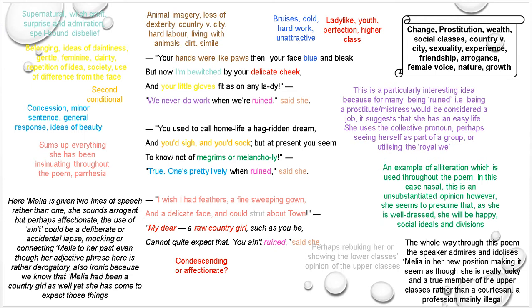So slightly less annotation on these three verses. But as in each of the verses so far, you've got the comparison of what she was like and what she is now. So "hands were like paws" is compared to "little gloves". And what you've got there is the animalism compared to a common mark of respectability, gentility, delicacy, and politeness.